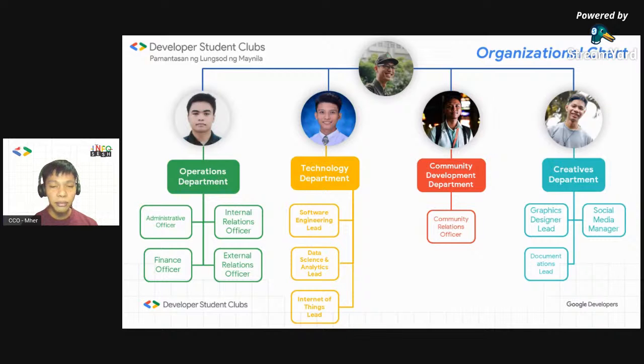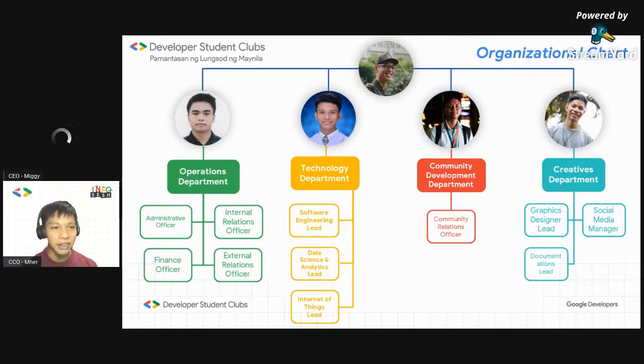For our documentation lead, who is in charge in utilizing various photography and videography techniques in executing deliverables and also ensuring the quality of output produced is excellent and consistent with the organization's branding. So that's it. I hope to see some of you in the creatives department. Back to you, Miggy.